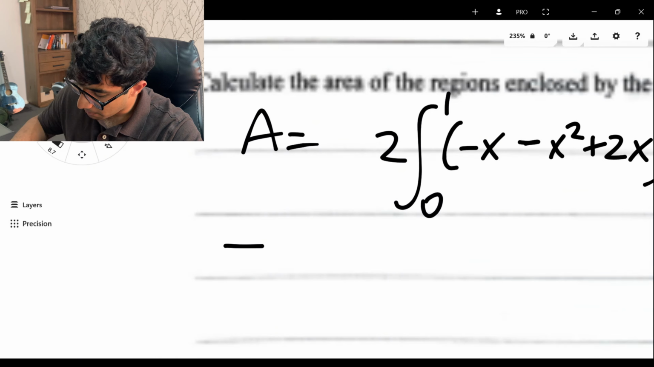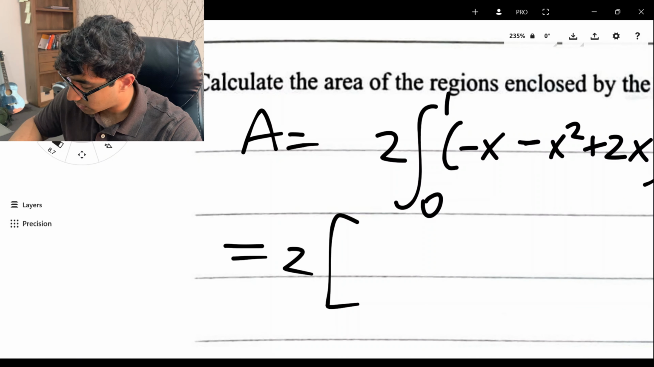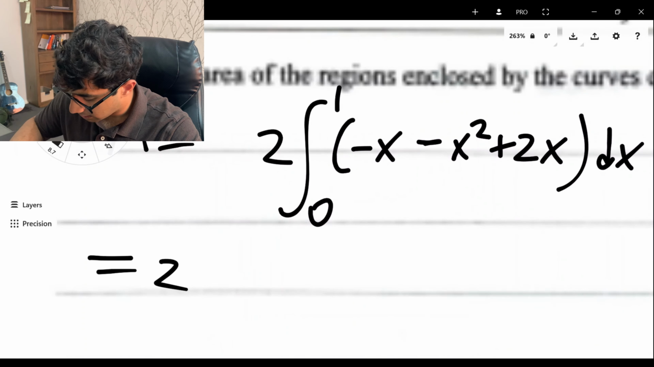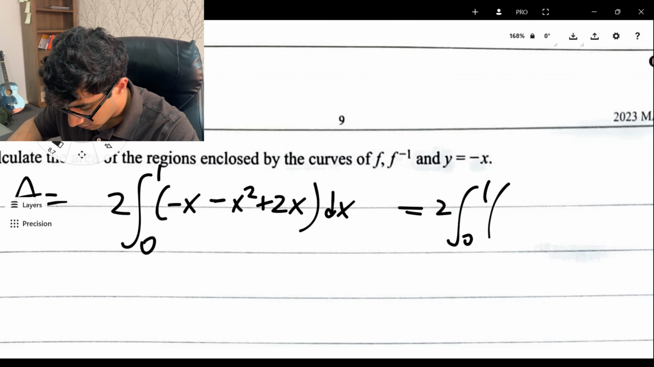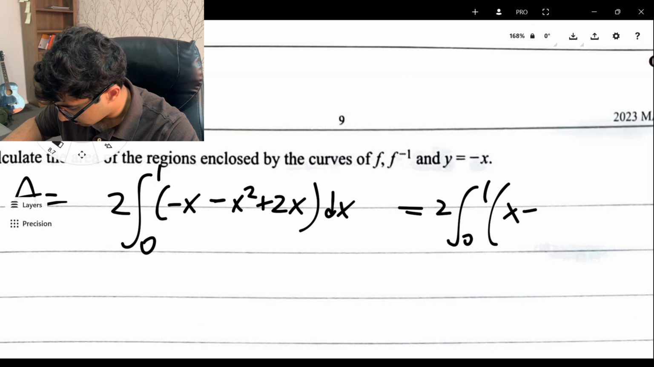So, with that in mind, let's write this integral out, shall we? So, actually, I'm going to simplify it a little bit. Okay, so this is just from 0 to 1. So we'll have x minus x squared, basically, dx.